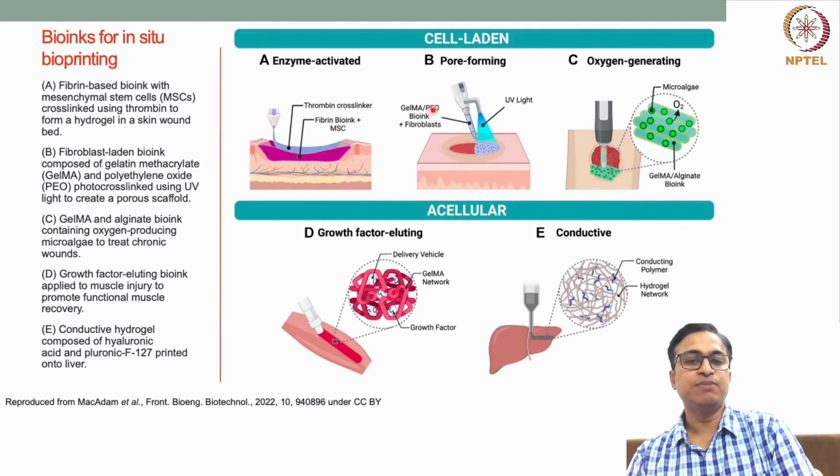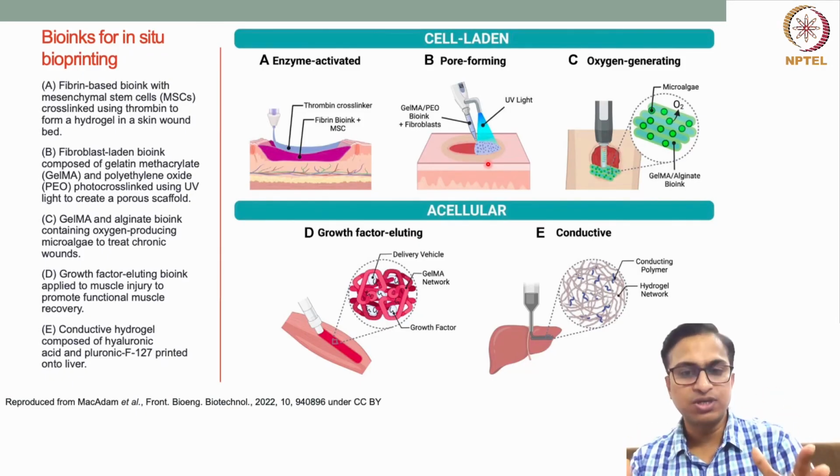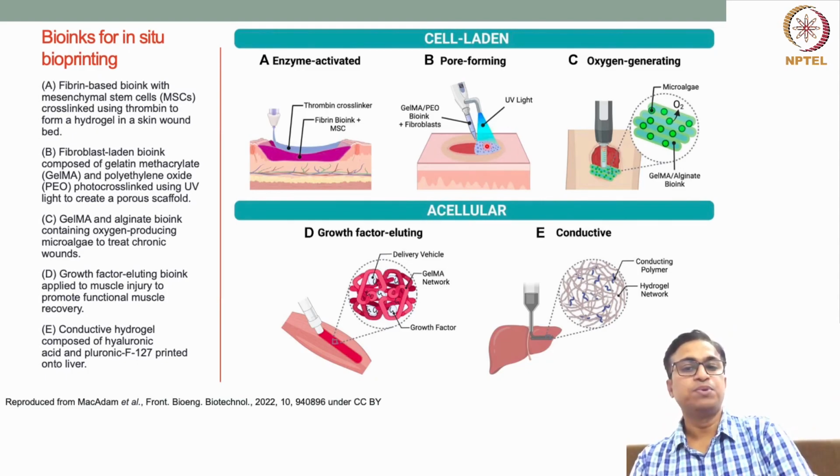Suppose the Gelma plus PO is put here with the cells, then the UV light is on, and the whole thing gets cross-linked, solidified, and becomes a gel. Now the PO leaches out, and then what will happen? Then we get a porous, pore-forming structure.